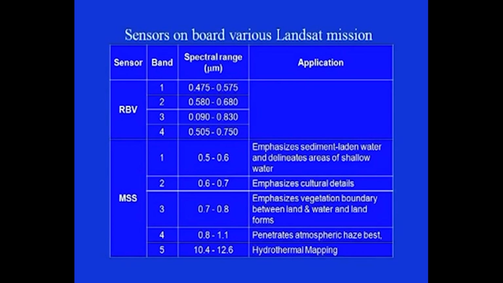Whereas MSS 4 is operating between 0.8 to 1.1, and the best part of this particular sensor is that it is able to penetrate through the atmospheric haze. That is, the data is not corrupted by atmospheric interactions of scattering, as we had discussed earlier. MSS band 5 is operating between 10.4 to 12.6 micrometers, which is in the thermal range and has been utilized for hydrothermal mapping. Now let us come to the next sensor, that is Thematic Mapper, or in short TM.